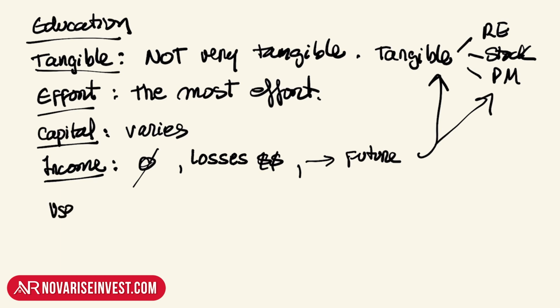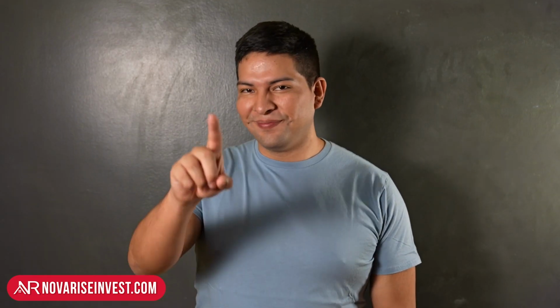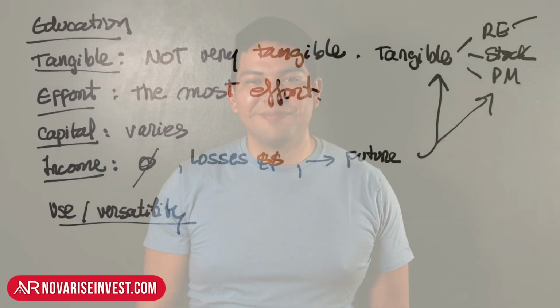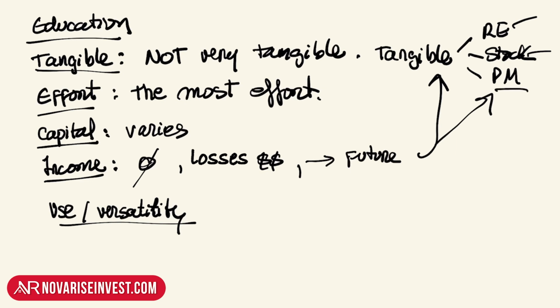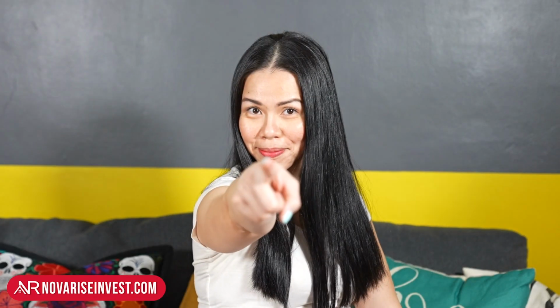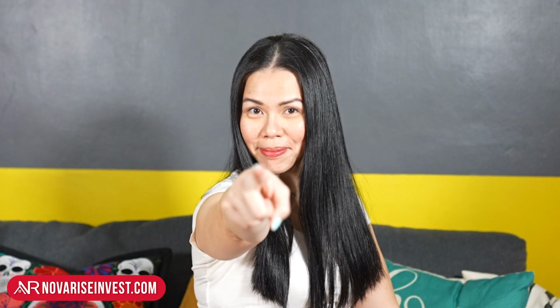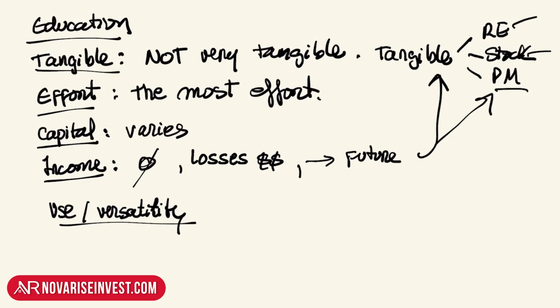And in terms of usage or versatility, that will stay with you forever. Education is the only thing that no one can take away from you. You can lose your real estate, you can lose your stock portfolio, you can even lose your precious metal, but only you will have access to that knowledge stored in your brain, and no one else will be able to access it. So you have the potential to leverage that information and rebuild everything again from zero. And that is why I say education is the most important asset that you will ever have.